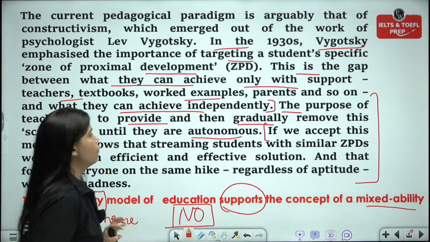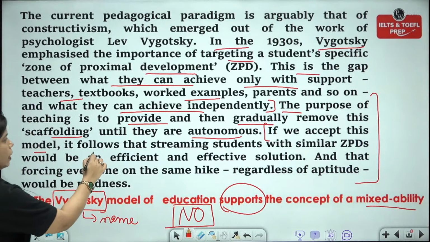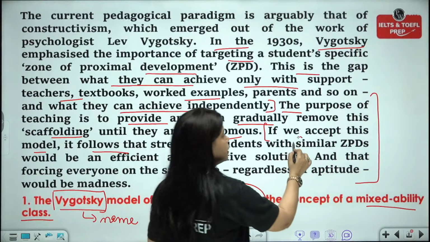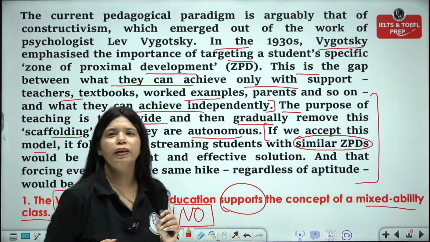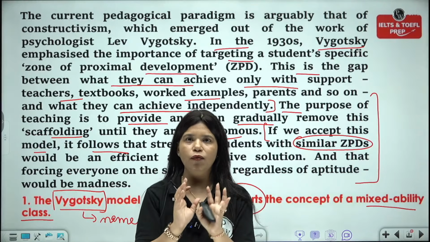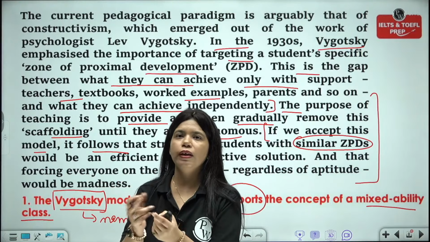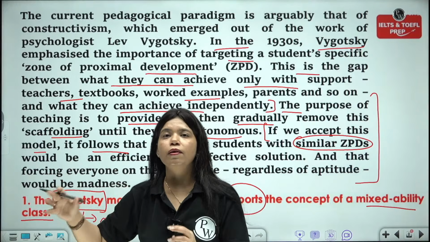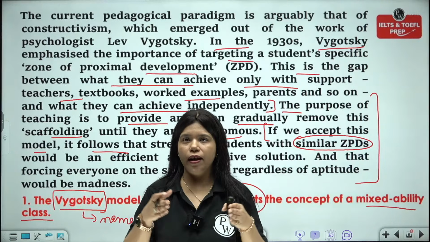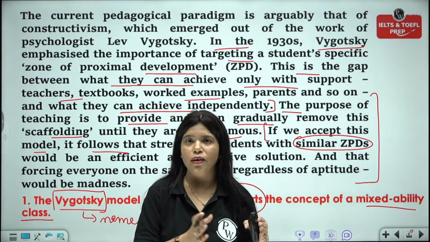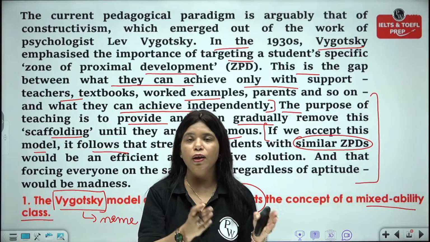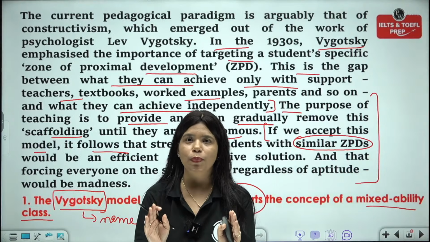They are saying, if we accept this model, it follows that streaming students with similar ZPDs. What is similar ZPDs? That means intelligent students are sitting with intelligent students. I mean, in a class, we have all intelligent students. Then there's another class where all average students are there. Then there's a third class where all below average students are there. So similar ZPDs means they are segregating classes based on intelligence level. That means in one class, you will see one kind of intelligence level. You will not see mixed ability class.